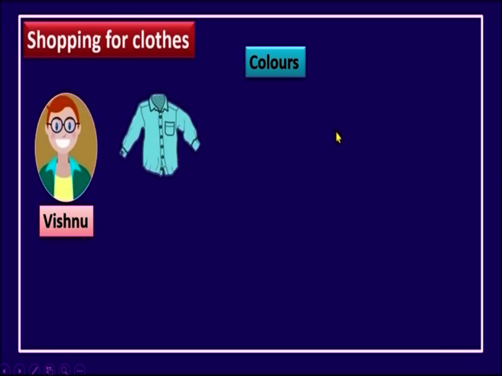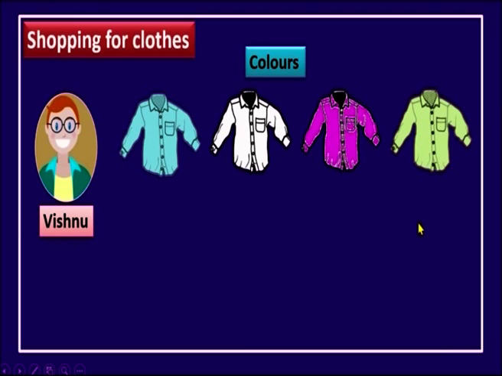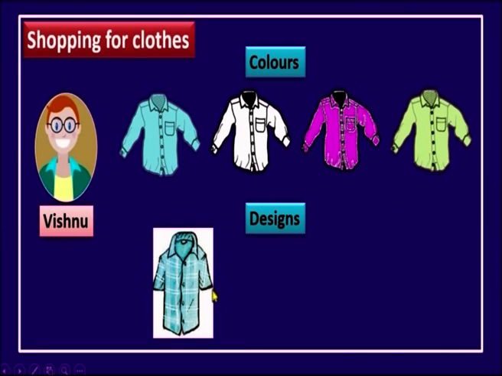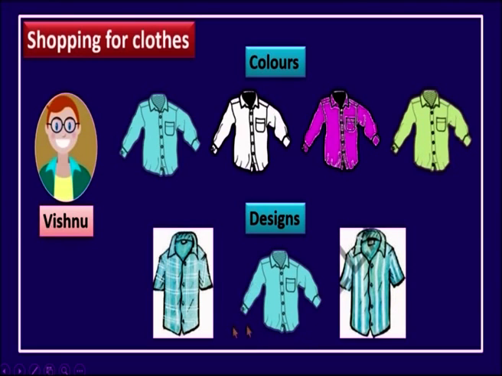So there are different colors of shirt, like blue, then white, pink and green. So they are the 4 colors of shirts. And in these colors also they have different designs. Say they have like checks like this, you can see here, then plain and stripes. That means blue has 3 varieties and white has again 3 varieties, pink also 3 varieties and green also 3 varieties. Now he has to choose whichever color or whichever pattern he likes.